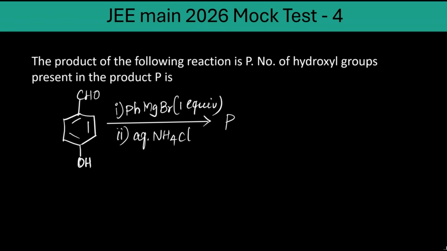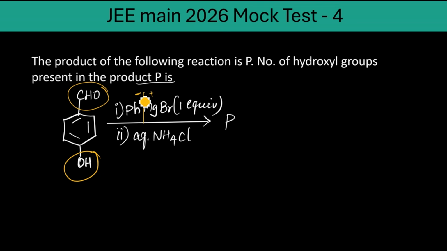The product of the following reaction is P. Find the number of hydroxyl groups present in the product P. That's your question. So here I have a CHO group and then an OH group. Right. So what can happen? But I have only one equivalent of Grignard reagent, and aqueous ammonium chloride. First of all, which will get attacked first? Which can get attacked by the Grignard reagent, OH group or CHO group? Let's check what the Grignard reagent is. This will have a minus charge and this will be plus.